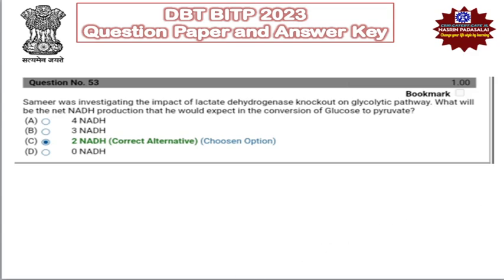Currently we are discussing the answers for this DBT BITP examination. Okay, so first question is Samir was investigating the impact of lactate dehydrogenase knockout on glycolytic pathway. What will be the net NADH production that he would expect in the conversion of glucose to pyruvate? There will be 2 NADH molecules produced from 2 NAD plus molecules. Okay, the correct answer is 2 NADH.